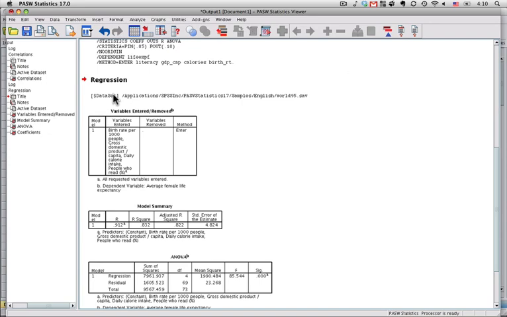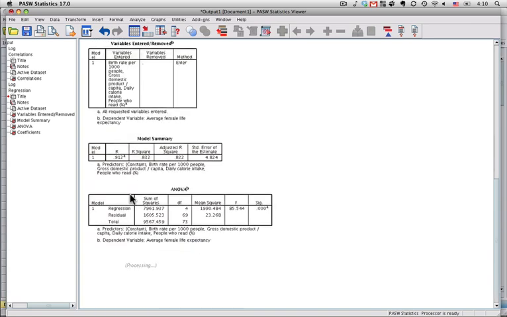This says that I did a regression. This one says which data set I used. See, it says World 95 right here. This says what variables I used as the predictors: here, birth rate, GDP, caloric intake, and people who read. And this one is the outcome variable, the dependent variable, which is average female life expectancy for each of the 109 countries.